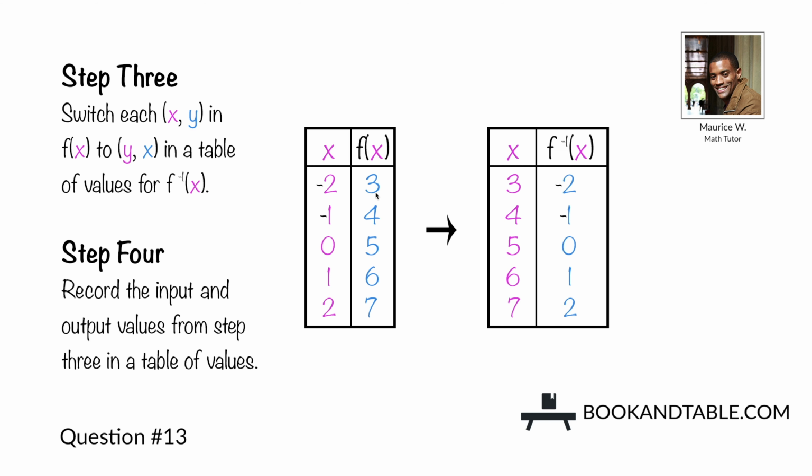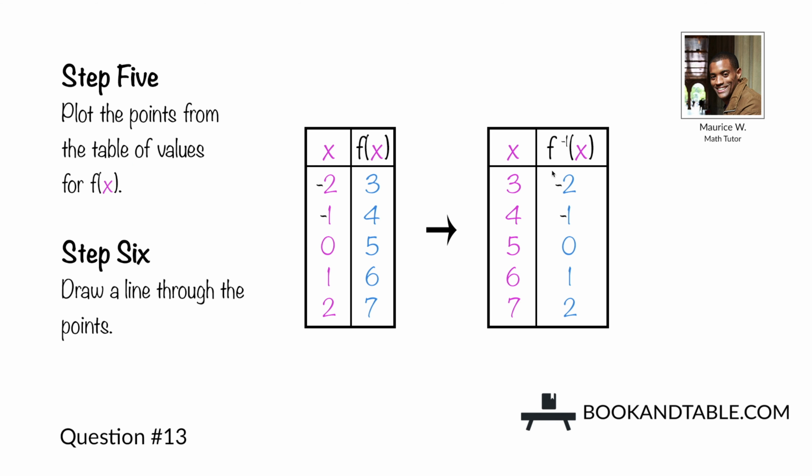So negative 2, positive 3 becomes positive 3, negative 2. Negative 1, positive 4 becomes positive 4, negative 1. 0, 5 becomes 5, 0. 1, 6 becomes 6, 1. And 2, 7 becomes 7, 2. And now that we have table of values for the original function and the inverse function, we can now sketch both of these functions on a coordinate plane.